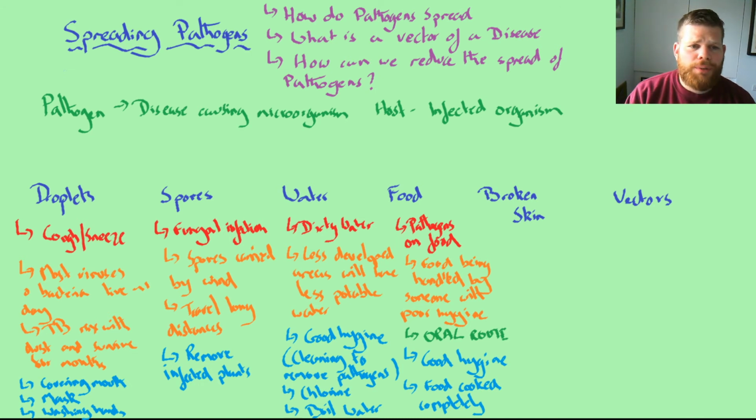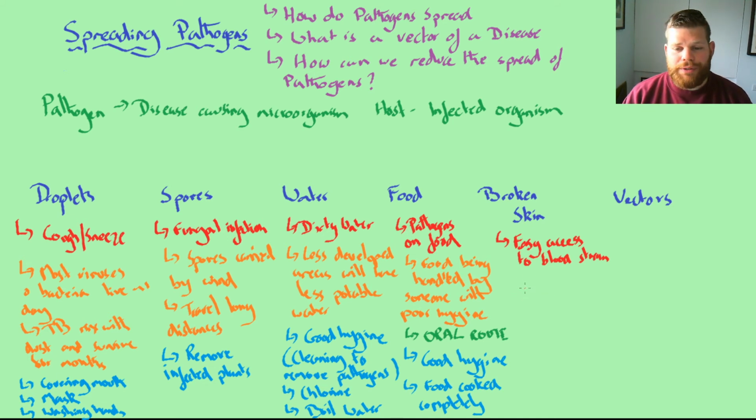Right, on to the last two. We've got broken skin and vectors to go. So broken skin, why have I got this one? Well, some pathogens can just make their way easily into the bloodstream. Okay, so easy access to bloodstream. An example of this is Ebola. Ebola was found to be incredibly contagious and very able to get in via an open cut. HIV is another one that can get in through that.